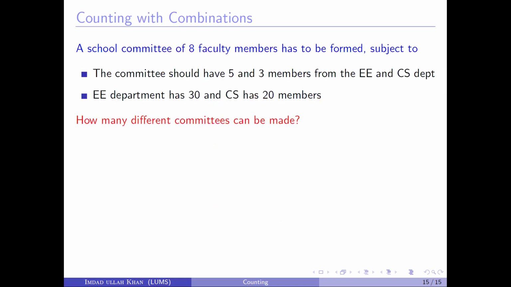The last example for this session: a school committee of 8 faculty members has to be formed subject to these rules. The committee should have 5 and 3 members from the EE and CS departments. The EE department has 30 and CS has 20 members, which means that for the committee, we have to choose 5 people from 30. That will give us representation for the EE department, and then we have to choose 3 people from 20, which will give us representation for the CS department. Then their product will give us the total possible settings in which the committee can be formed.